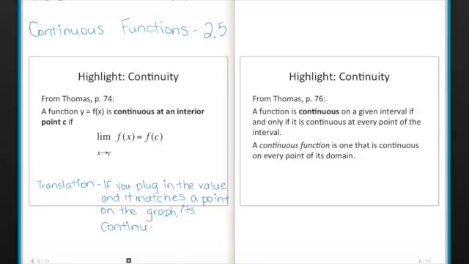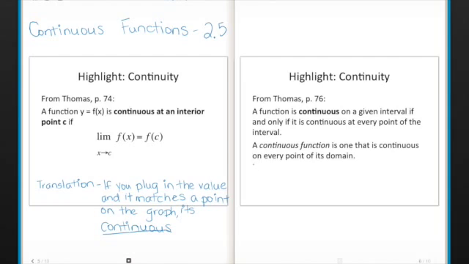A function is continuous on a given interval if and only if it is continuous at every point of the interval, which again is a fancy way of saying if it follows a nice pretty line, you don't have any jumps, you don't have any asymptotes, it's a continuous function on that interval. And then a continuous function is one that is continuous on every point of its domain.